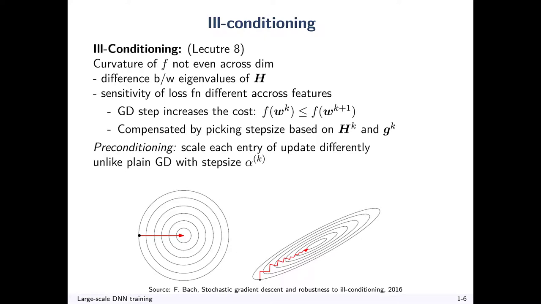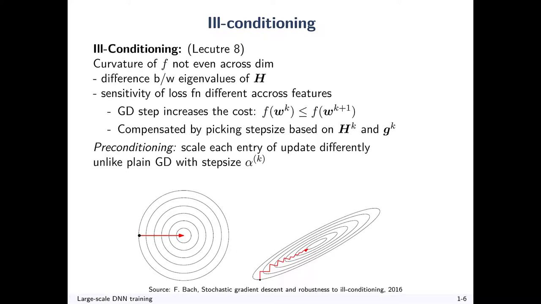Here, this is the ideal scenario. So in this ideal scenario, the eigenvalues are exactly the same. So this is a perfect setting for gradient descent and first order methods. This one is actually a bit tricky because, as you can see, the iterations will oscillate. So you'll take a lot of time before you converge.